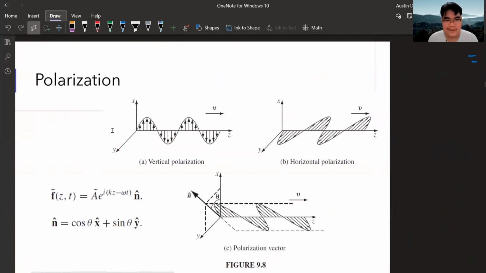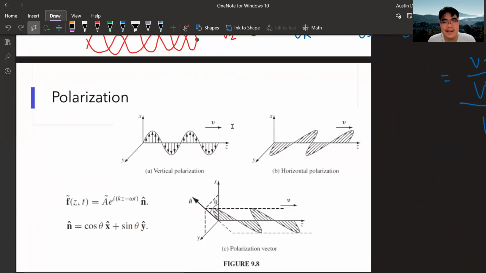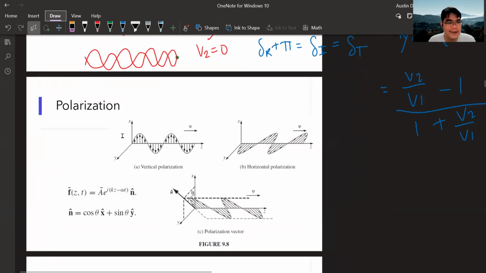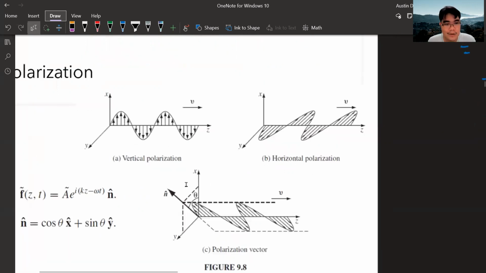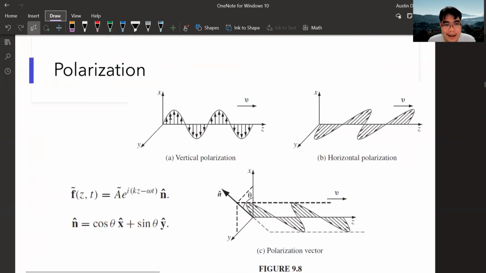waves. Waves again. Your waves have polarization. Guys, this is a different polarization from the polarization in the electric field. It is different from your bound charges. Polarization basically tells you where the wave is aligned. So, you have vertical polarization, which means your wave is aligned to the x-axis.